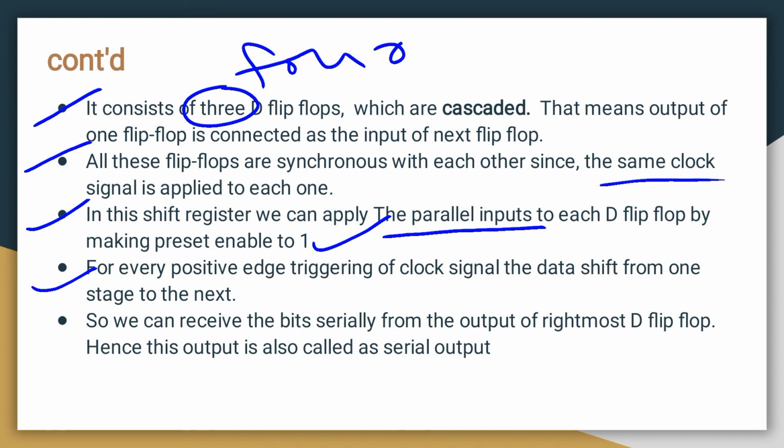Nothing but before shifting we have to load. After that it will go for the particular shift. Nothing but the clock will apply on a single cycle starting from load. Clear? So it starts from load. So we can receive the bit serially from the output of the rightmost D flip-flop. Hence this output is also called a serial output.